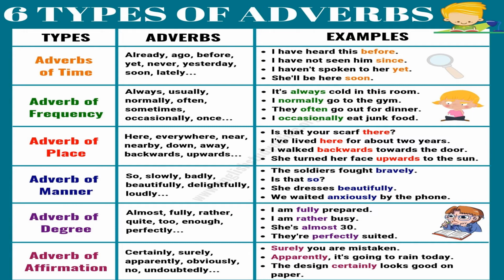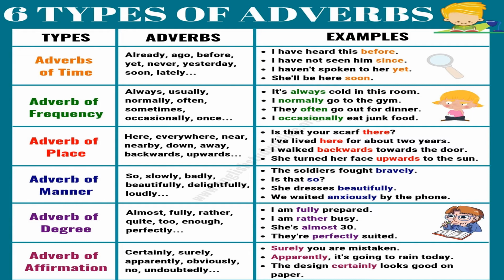Number 4, adverb of manner. What is the manner in which I did the verb? So beautifully or slowly. He drives the car slowly. So what is the manner in which he drives the car? He drives the car slowly, badly, beautifully, etc.